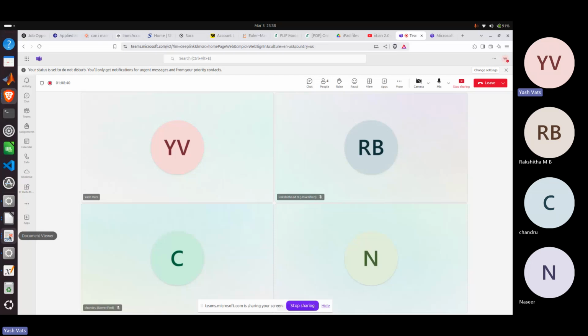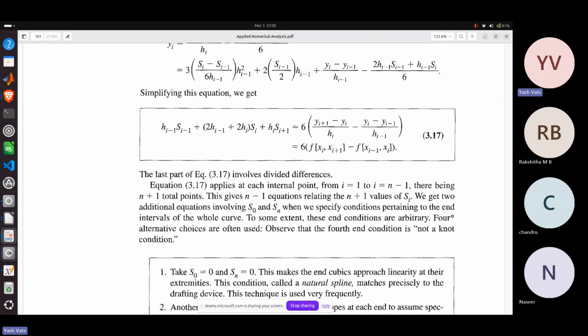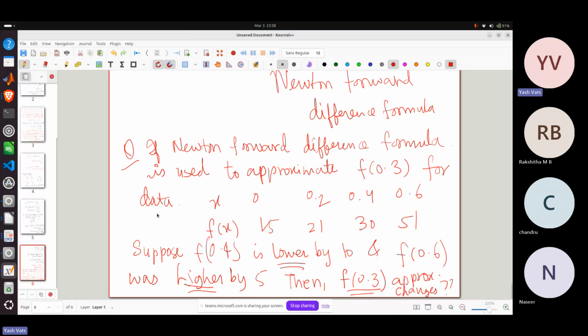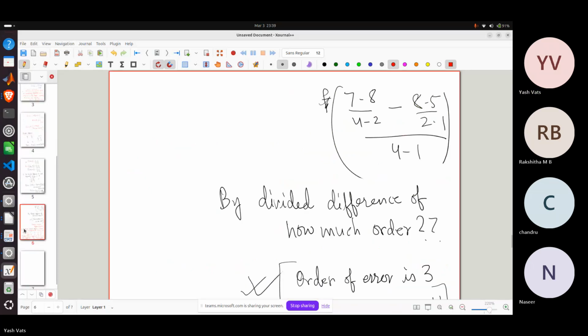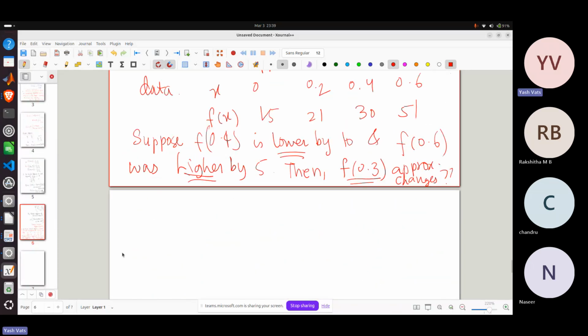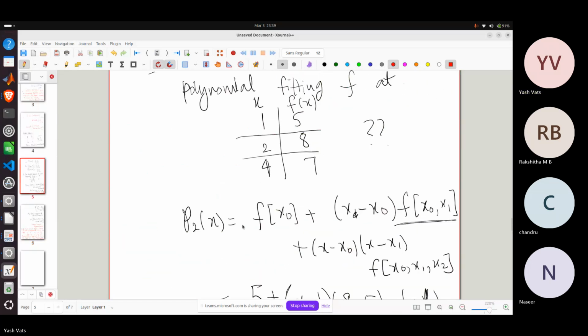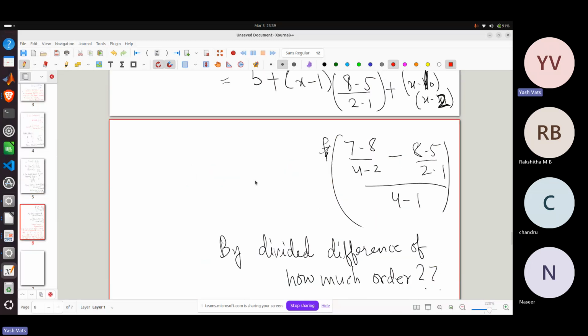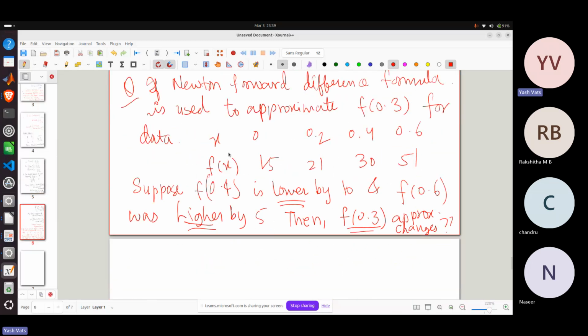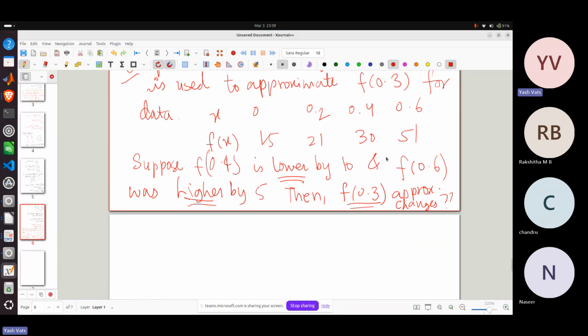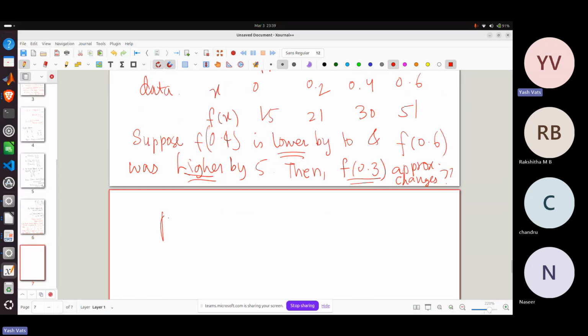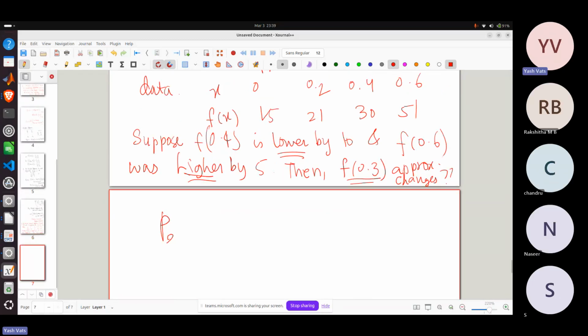Yes, if you have tried this, what's your approach? Anyone? Okay. So you just need to use this type of polynomial for that. What is the degree of the polynomial in this case? It should be 3, right? Because there are 4 points. So the polynomial will be like this, p3(x).